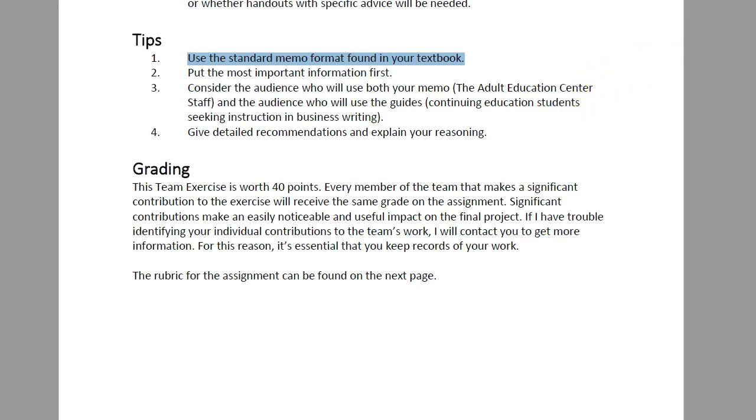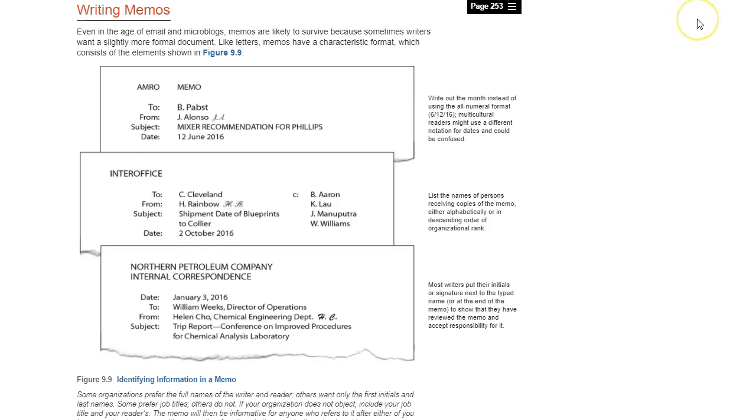So memos are just one type of business correspondence. You can find more information on them in your textbook on page 253. Memos are primarily used for internal communication within organizations, but they follow a very specific type of format usually. So one thing you can do to easily get some points on this assignment is just to follow this format.